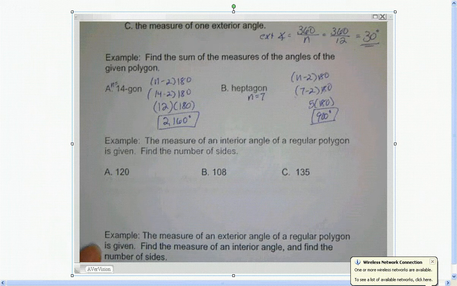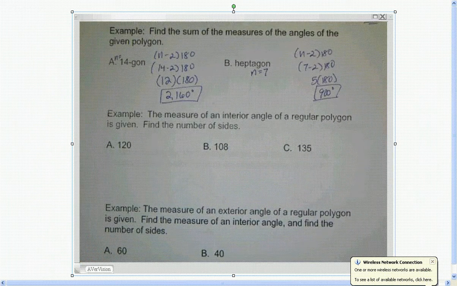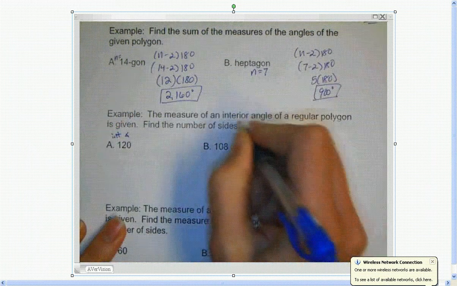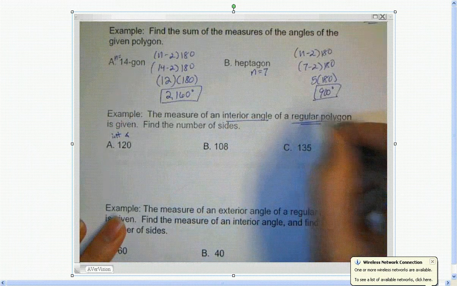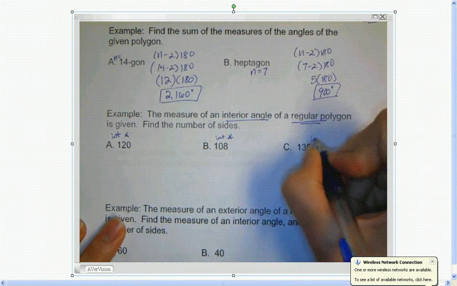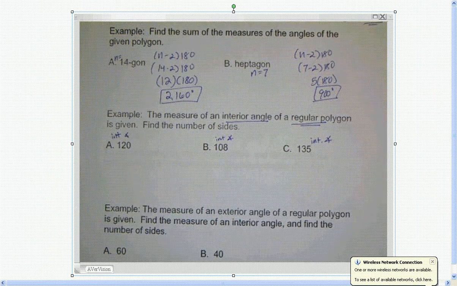Read carefully, and if you mark your diagrams, it'll be a lot easier. It says the measure of an interior angle of a regular polygon is given. Find the number of sides. So these are all interior angles, and it's a regular polygon. That means they're all the same. Now, I'm going to show you the fastest way of finding the exterior angle, and it's not going 360 divided by the number of sides.